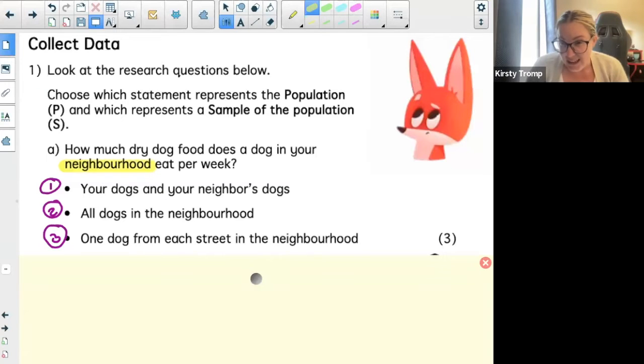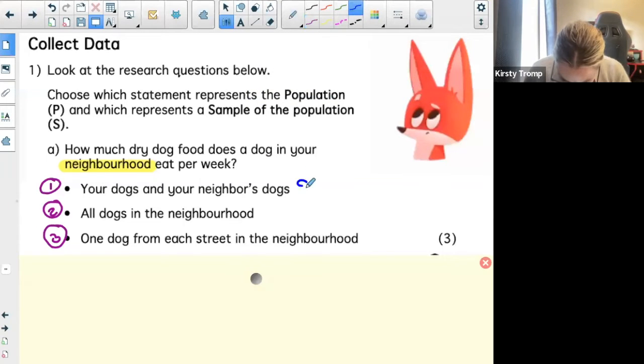Yes, Miss. So if we had a neighborhood and we had all the dogs in the neighborhood, that would take care of a population. But if I'm looking at just my dogs and maybe my neighbor on my right, my neighbor on my left's dogs, then that's going to be a sample. Hey? Does it make sense? Yes, Miss, it does.